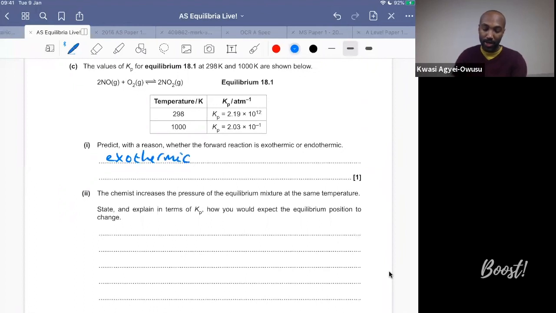Okay, right, so the chemist increases the pressure of the equilibrium mixture at the same temperature. State and explain in terms of Kp how you would expect the equilibrium position to change. So in this equilibrium, you've got more moles of gas on the left than you've got on the right. So if we increase the pressure, it shifts equilibrium to the right hand side, as you've got fewer moles.